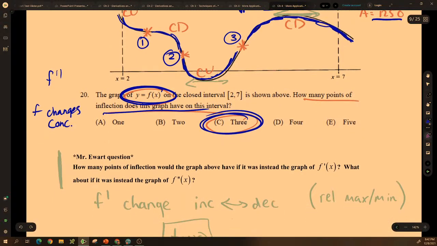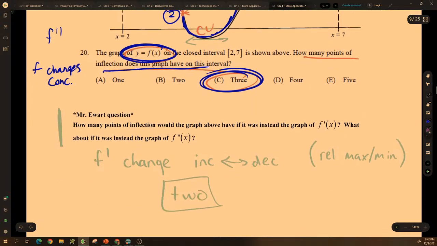Now, I added, just for us to think about, this wasn't the AP question, but how many inflection points would this graph have if it was the graph of f prime of x? So I want you to ignore everything we just did, and now in your head, change this graph to be the graph of f prime of x.